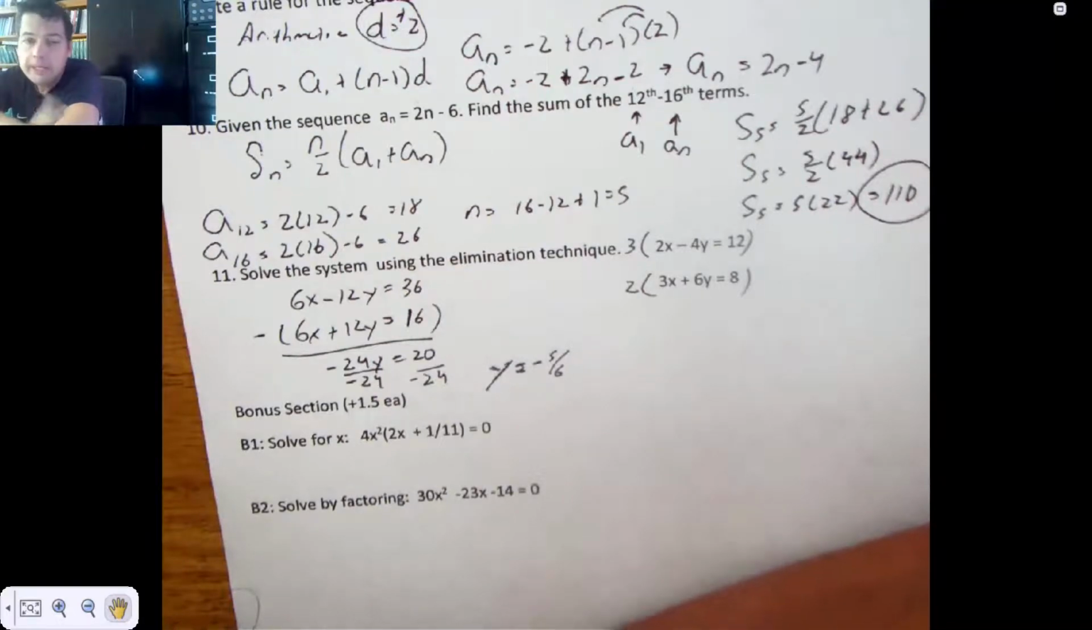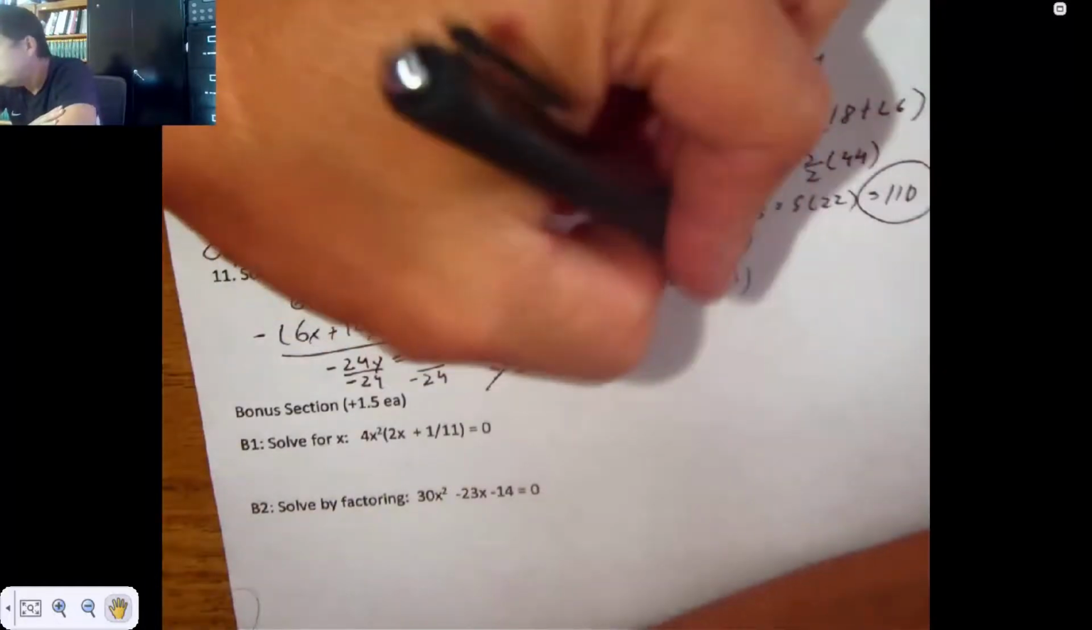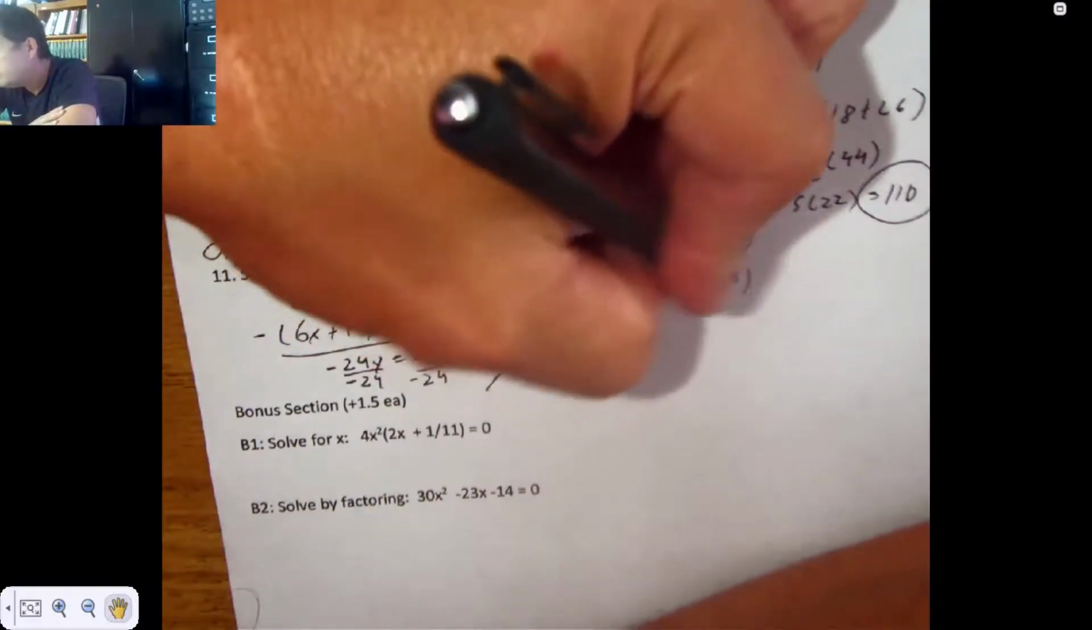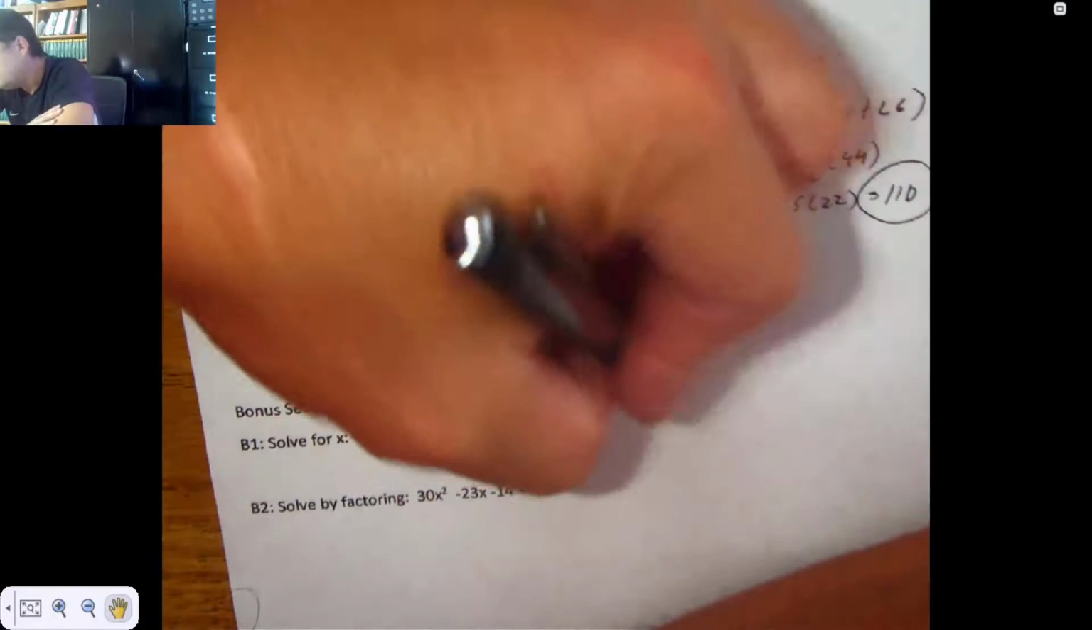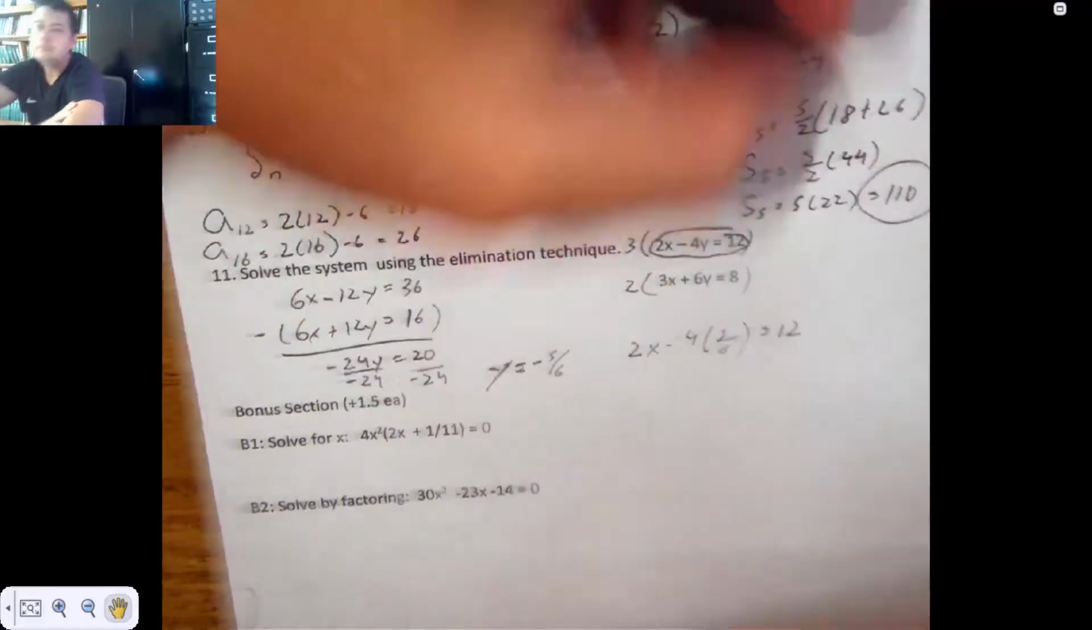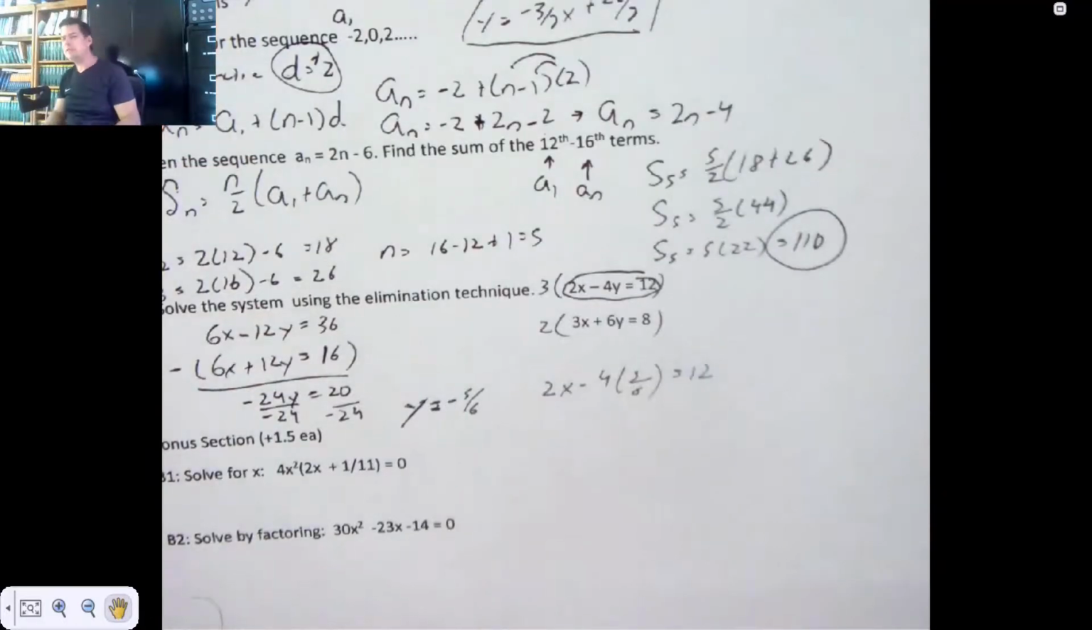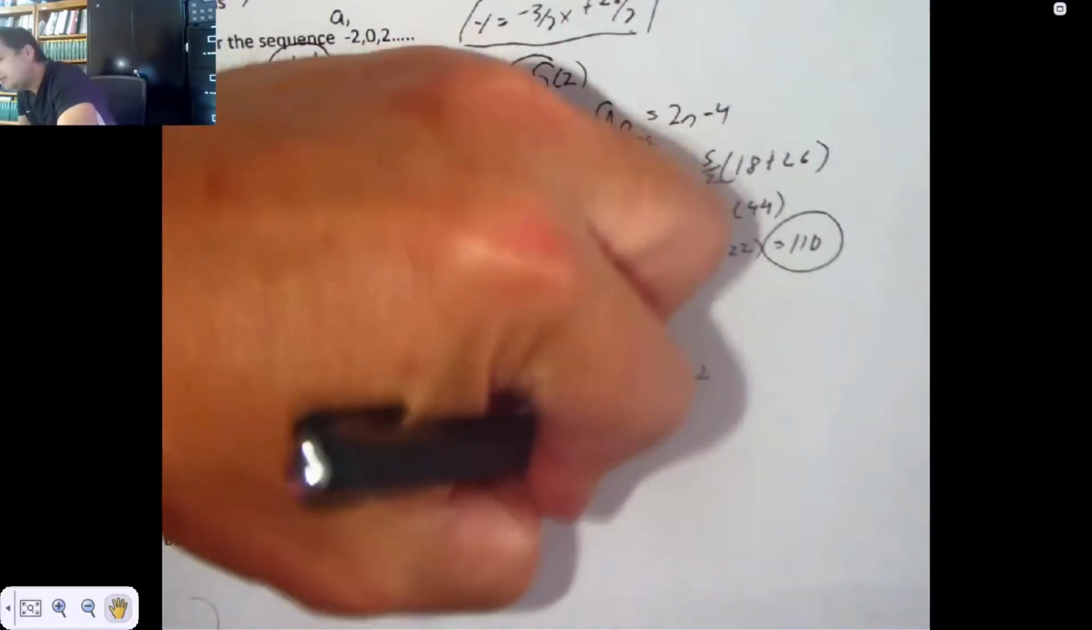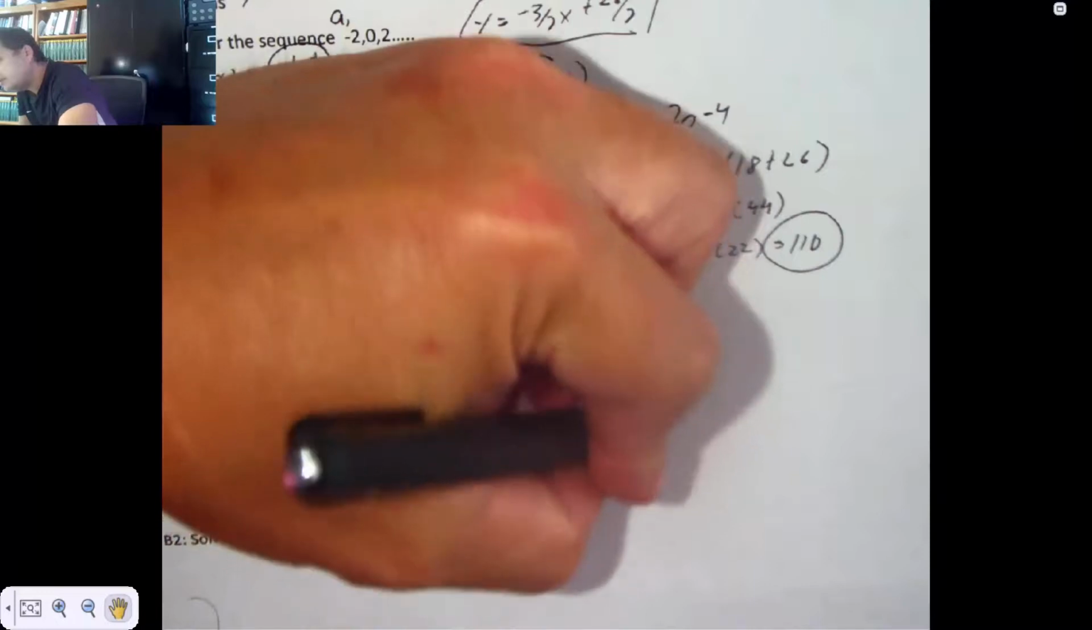Now that I have y, I can plug it in and get x. I'm going to use this one right here because the numbers are smaller. 2x minus 4 times 5 sixths is 12. So 4 times 5/6 would be 20 over 6, which is 10 over 3. 2x minus 10 over 3 is 12.